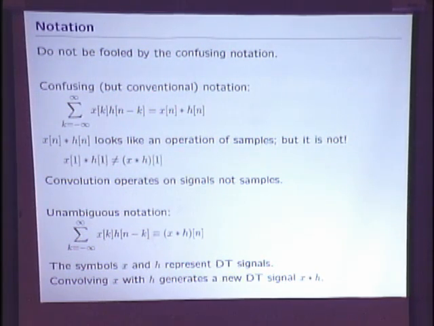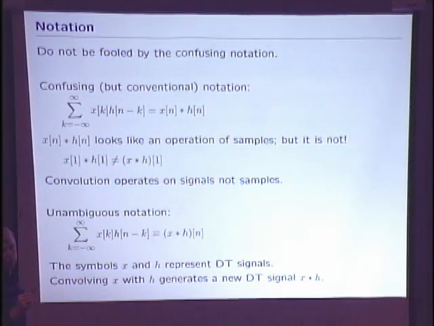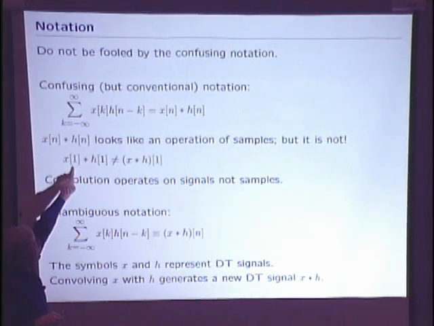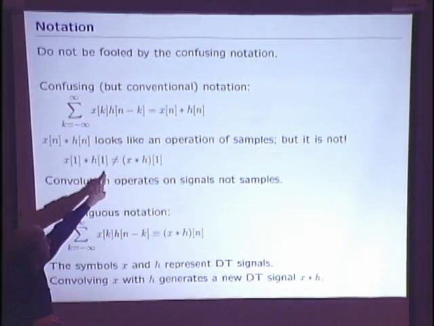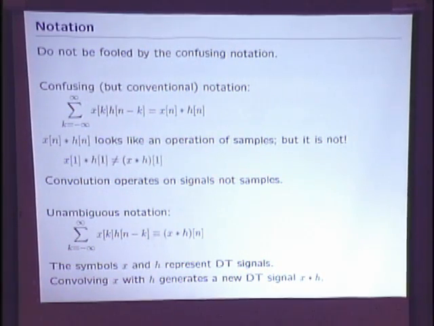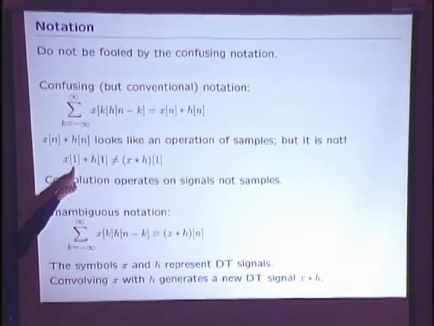Had I said multiply instead of convolve, you would have said, oh, that means the nth sample multiplied by the nth sample is the product of the nth samples. This is not true. This is not generally true.